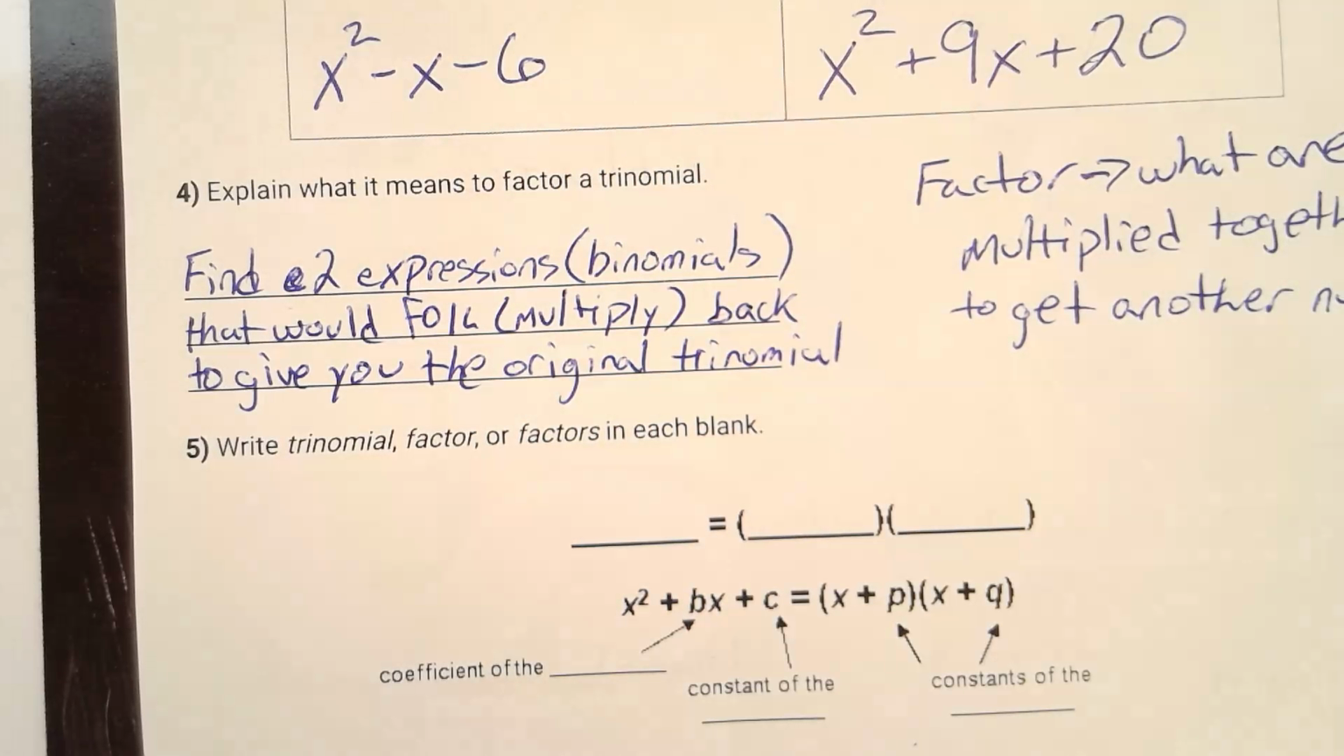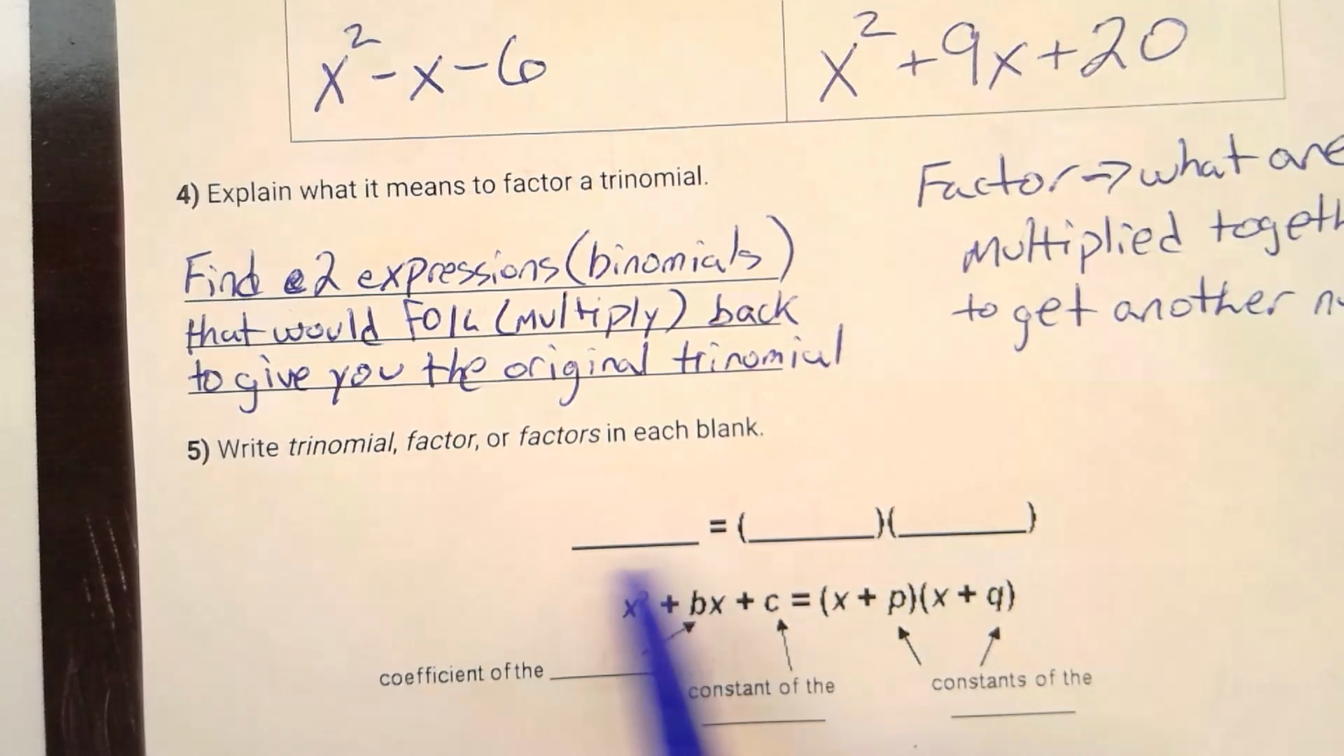What's a trinomial again? 3 terms. What's a binomial? 2 terms. What's a polynomial? Well, that's a monomial. Yeah, what's poly? Well, it could be 5, but many, some, right? A monomial is part of it, but yeah, poly is usually many. All right, so then they want us to use trinomial factor or factors.